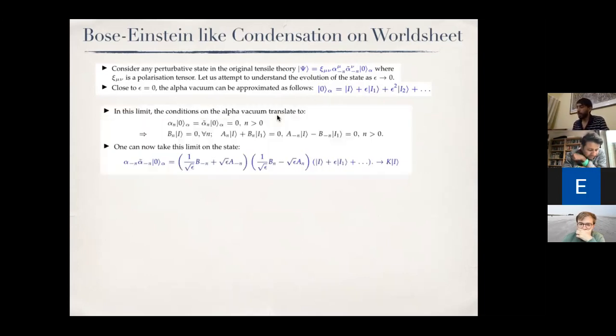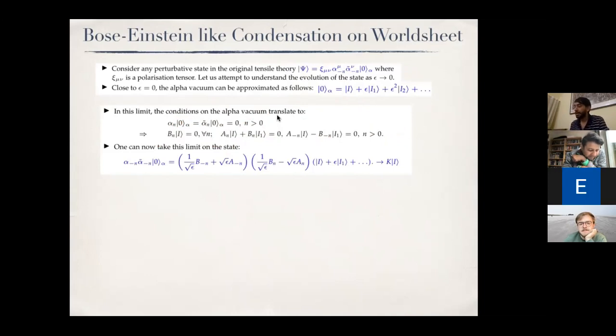Now, we are going to look at the conditions for the alpha vacuum. This is simple: alpha n acting on 0 alpha is equal to alpha tilde n acting on 0 alpha is 0 for all n greater than 0. If you translate this, you're going to get that for all n this is equal to 0, and then some relations. You just plug back what alpha is in terms of A and B, and you can get these simple relations out of this.